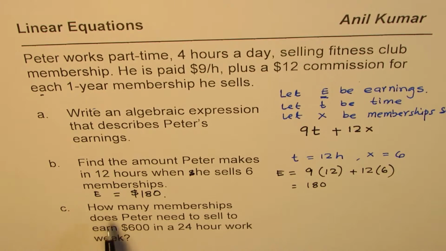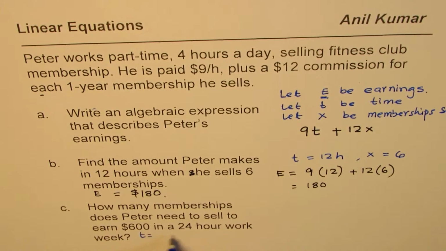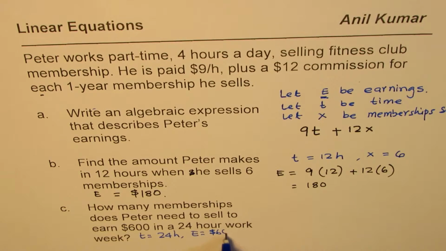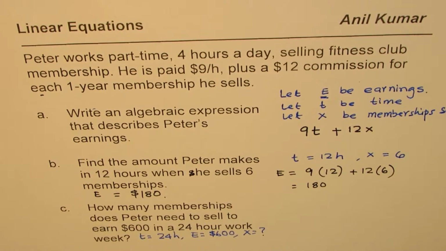Now part C is, how many memberships does Peter need to sell to earn $600 in 24 hours. Now in this case, what are we given? We know the time, which is 24 hours. We know the earnings, which is $600. And what do we need to find? We need to find X. Do you see that? So that means we have to rearrange our equation, and then find the answer.